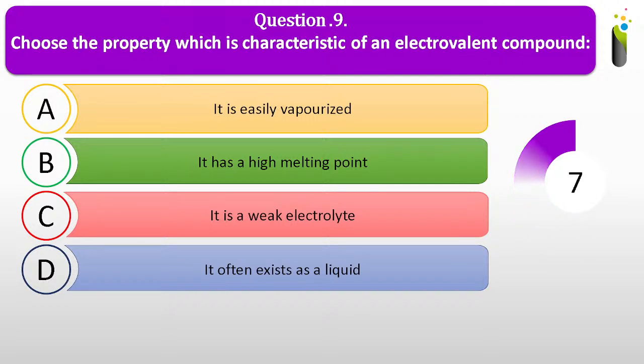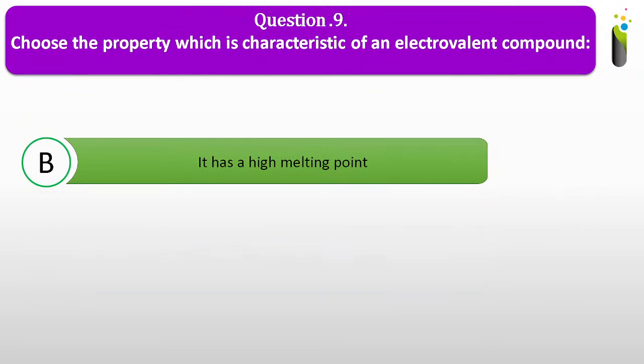So the answer for question number 9. Think over and answer me. What is the property that is a characteristic feature of an electrovalent compound? And the correct answer for this question is B. It has a high melting point. Correct Arushi Shah, correct Kanak Kapil.